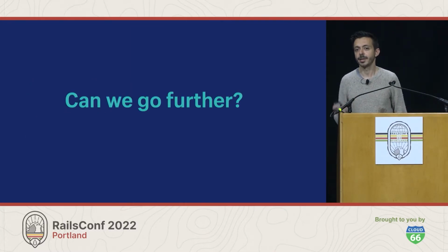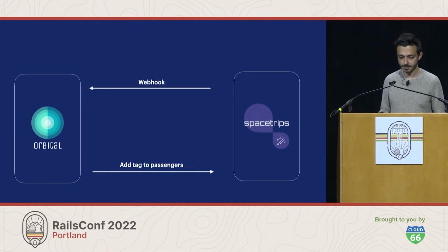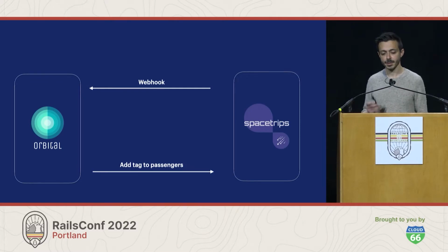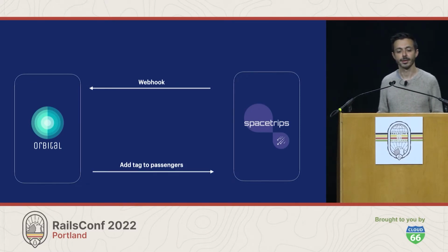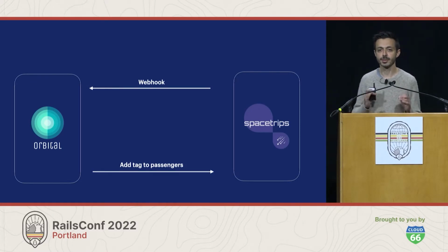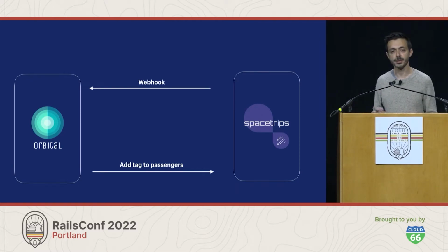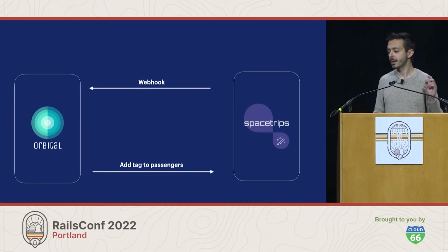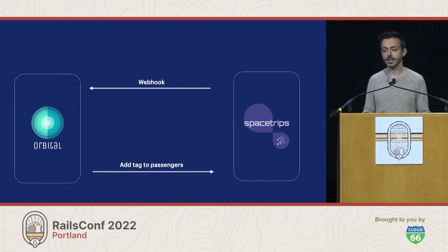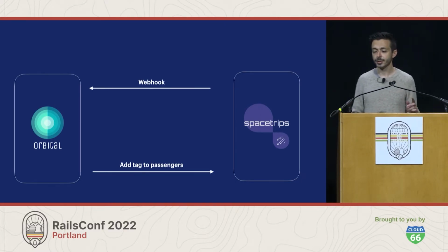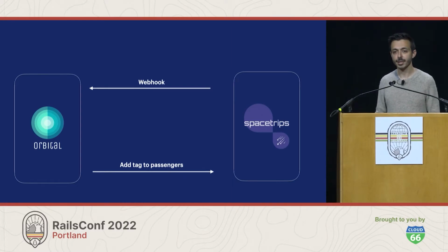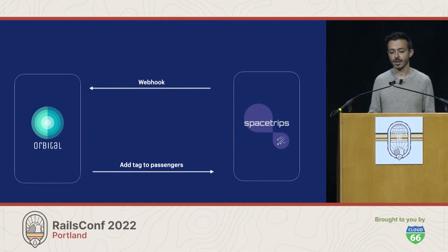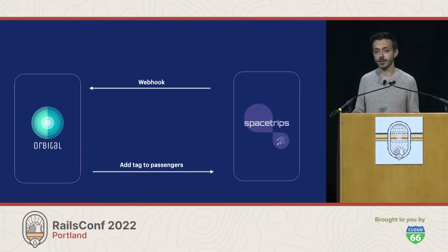Let's do something different now. We have this flow, and it's working fine, but Orbital needs to maintain a web server just to receive the webhook. They need to make security updates, they need to monitor, they need to deal with networking issues, they need to handle missing webhooks if they have any kind of outage.